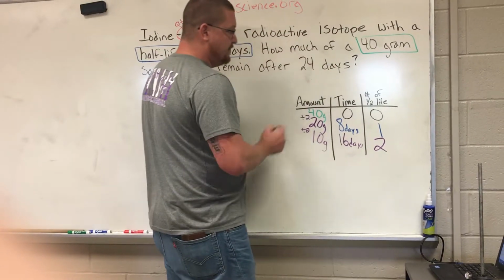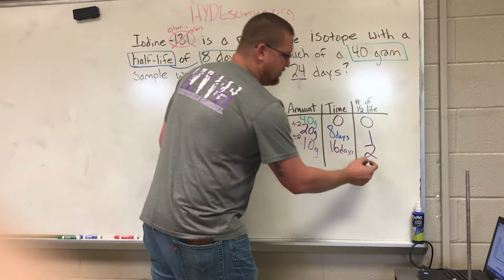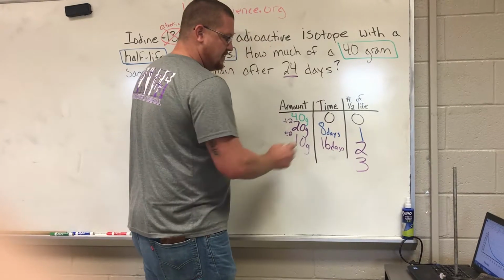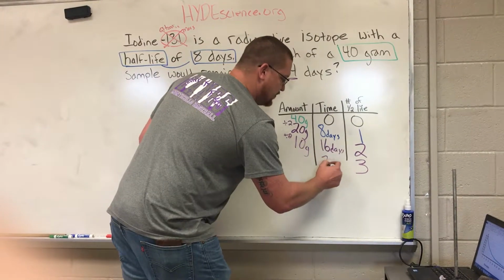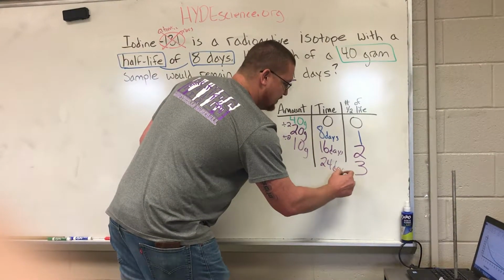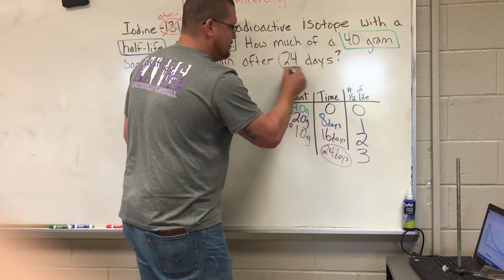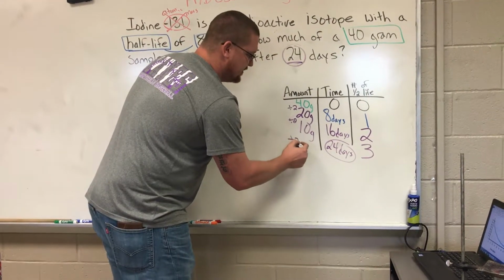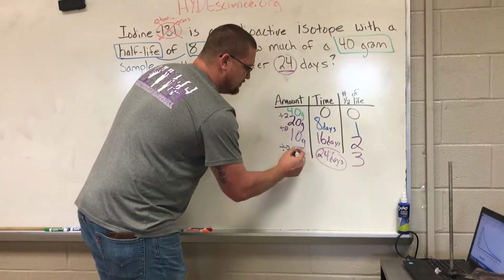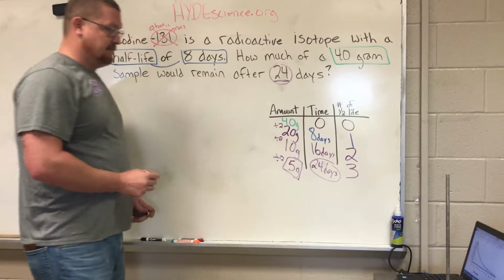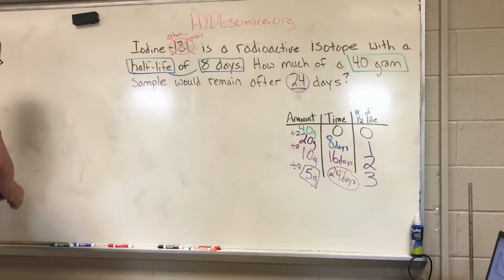Well, we haven't got to 24 days yet, so we'll keep going. We'll do another half-life. So 8, 16, 24 days. That's what we're looking for, right? Can't forget to divide by 2 over here. And there's 5 grams remaining. So that will be our answer to that.